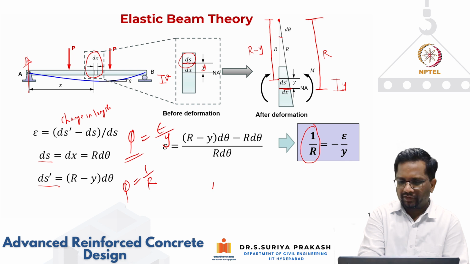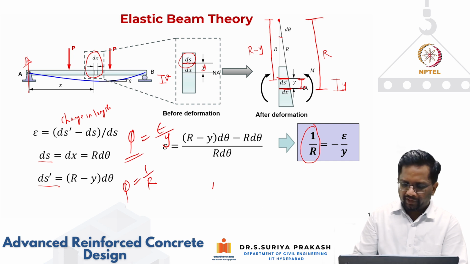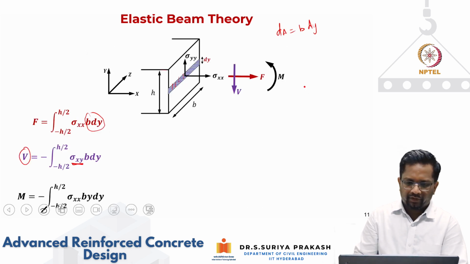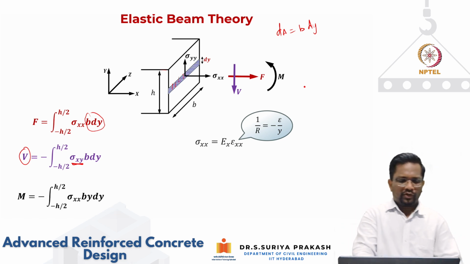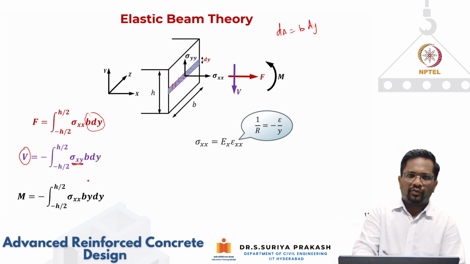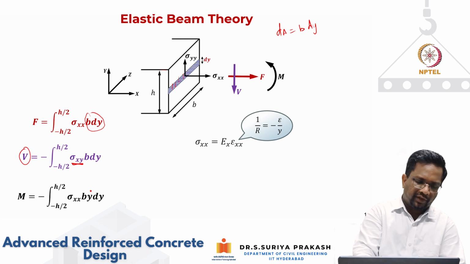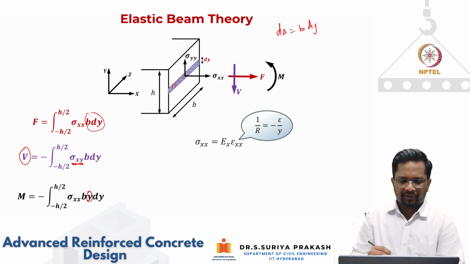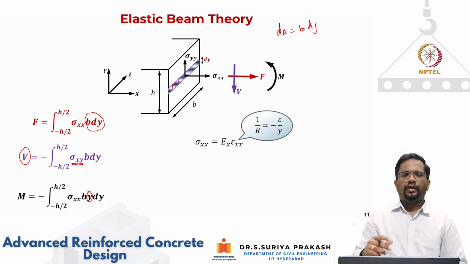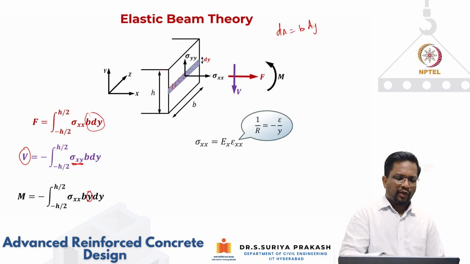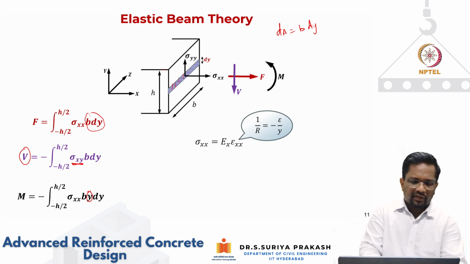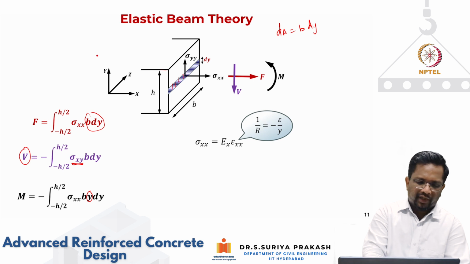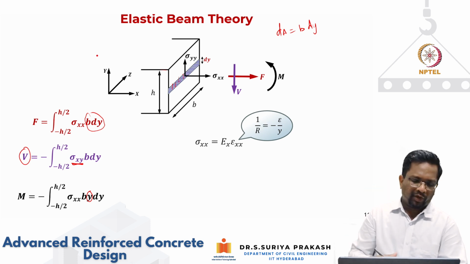So for example, this is the location, it was at a distance of y from the neutral axis. In the same way here, what we are calculating is basically the force multiplied by the moment arm of this force about the neutral axis. That is why y is also coming here. So if I take the moment of that force about the neutral axis, I get sigma xx times b dy times y, which is nothing but my moment.